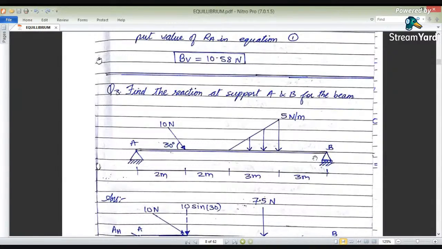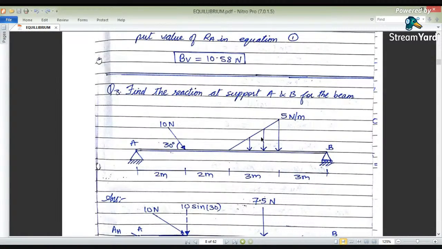Again, there is a beam here in which point A is a hinge support, and what about point B? B has a roller support, whereas this 10 newton force is making an angle of 30 degrees with the horizontal, which is inclined. And there is a triangular loading, called UVL, uniformly varying loading. Here at this point it is 0, and it is maximum with an intensity of 5 newton per meter.